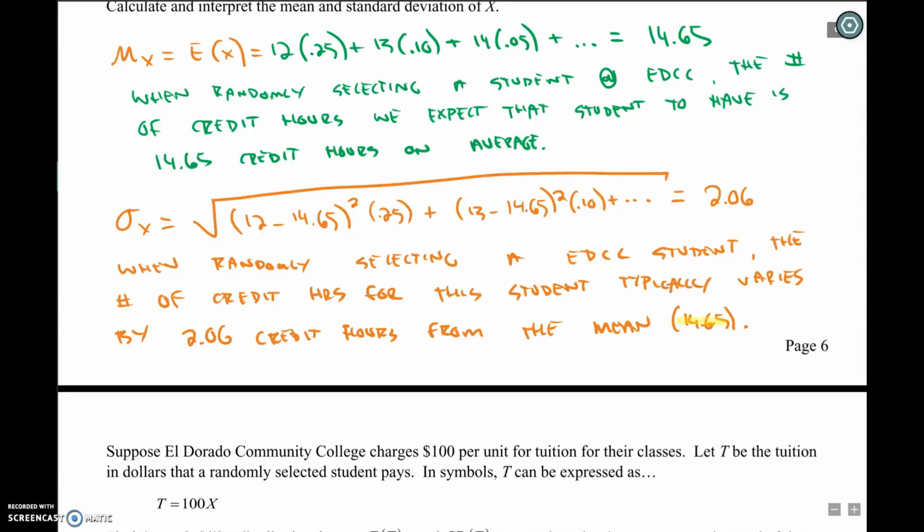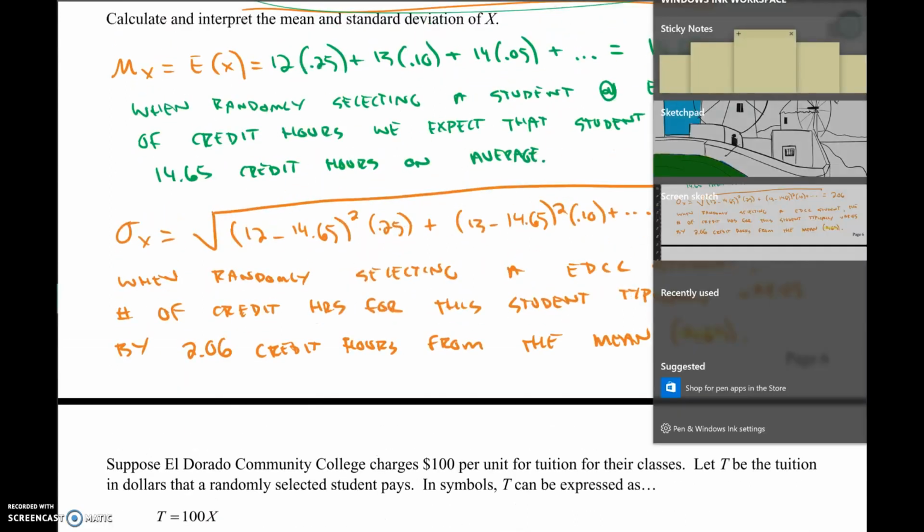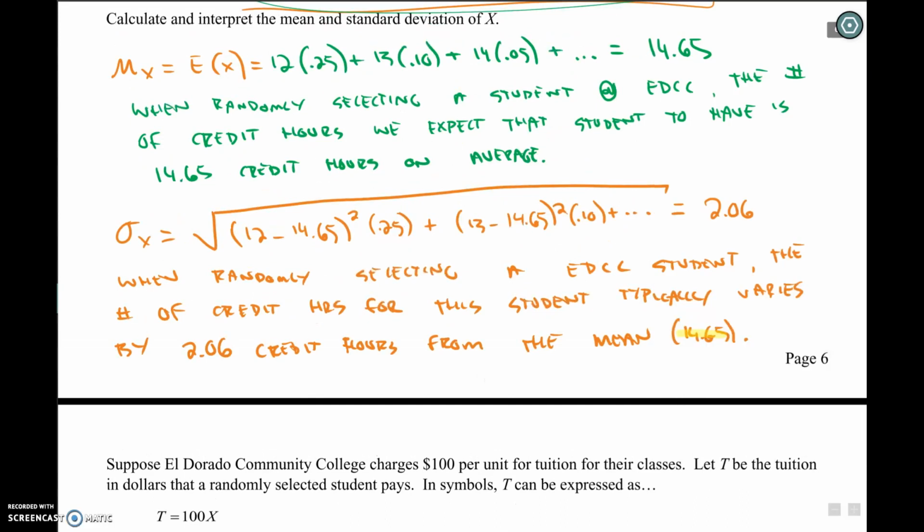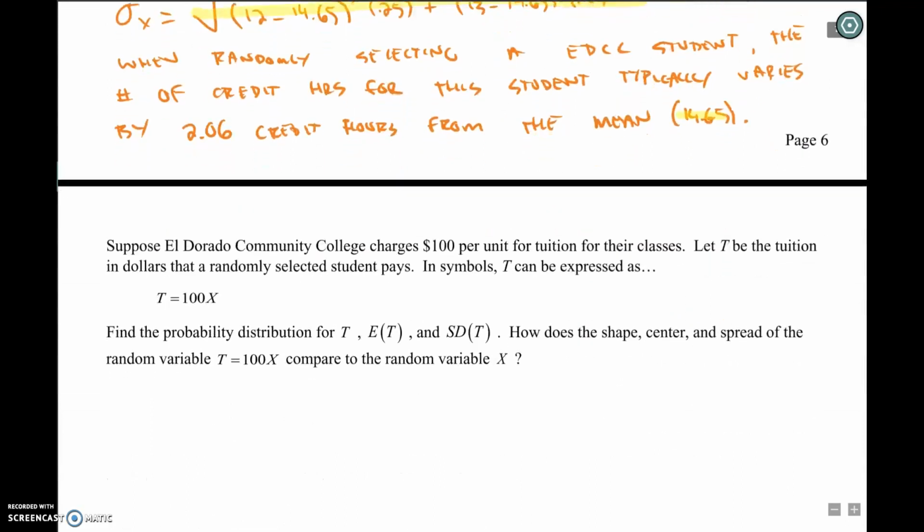There's going to be some variability. On average, people are about 2 credit hours away from the mean. So sometimes they might be 1 credit hour away from the mean, sometimes they might be 0, sometimes they might be 2, 3, 4, but on average they're going to be about 2 credit hours away. All right, so that's all review. Please, guys, show your work or you will lose points on your test, guaranteed.